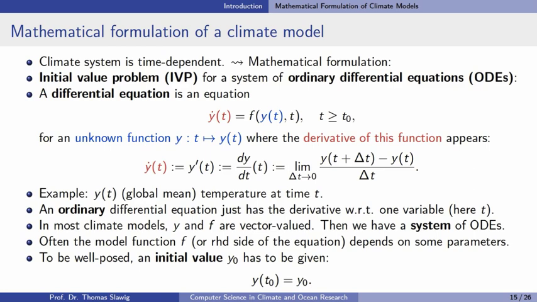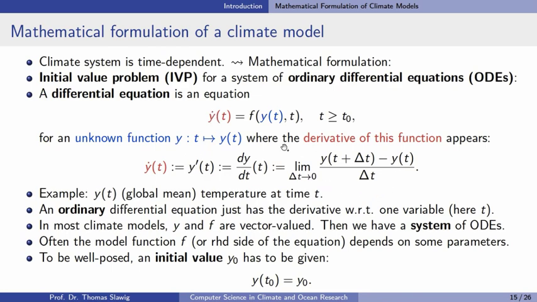Starting with the differential equation: a differential equation is an equation for an unknown function y. You can always think of the global mean temperature as a function of time, where t might be in years, and we are interested in how the temperature evolves with respect to time. But the equation that we have is one where the derivative of this function appears, the y dot here. So it's a time derivative.